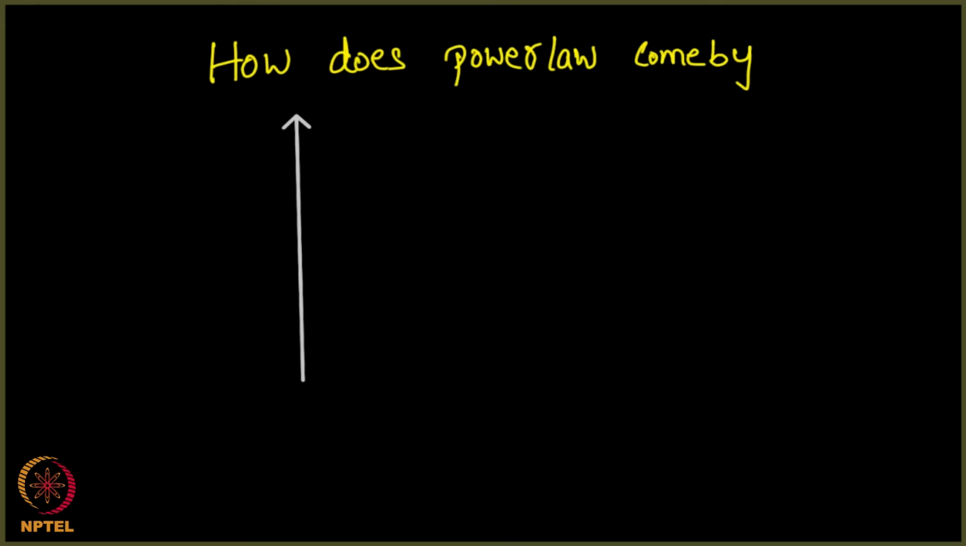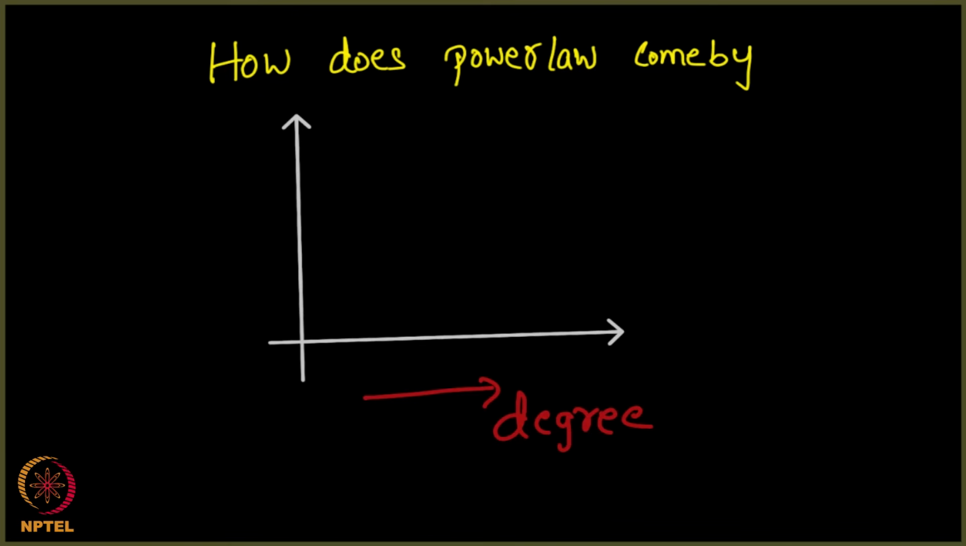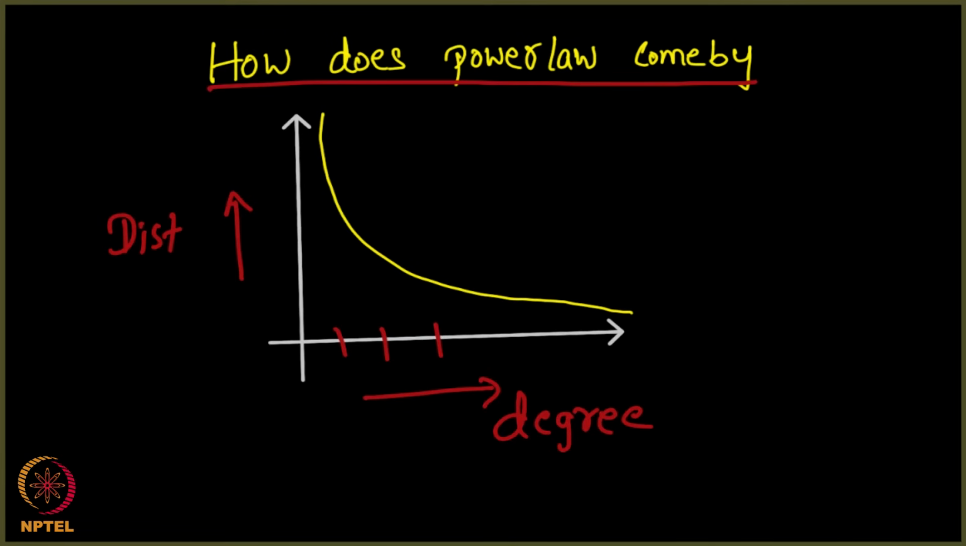When you try to draw the degree, let's say on the x-axis, how many vertices are there of degree 1, of degree 2, of degree 3? If you plot that, basically it's the distribution on the y-axis. You will observe a drop like this. The big question is, how does this drop come by? Why does it come? In place of something like this, we observe something like this. Why is this even happening?